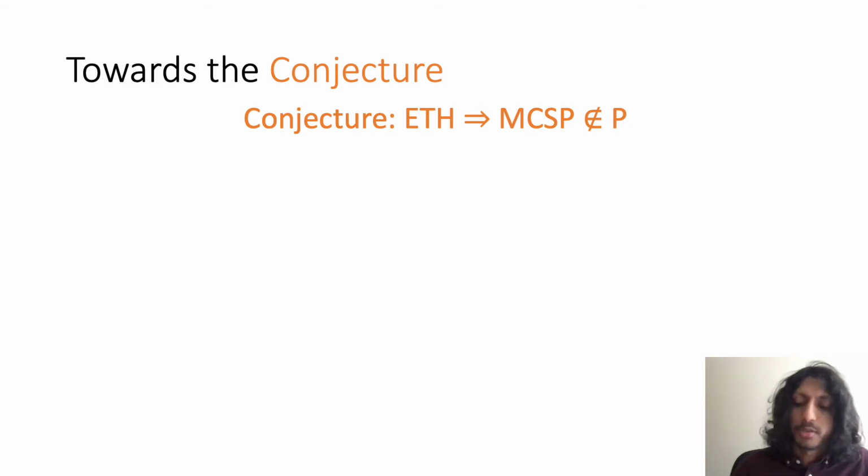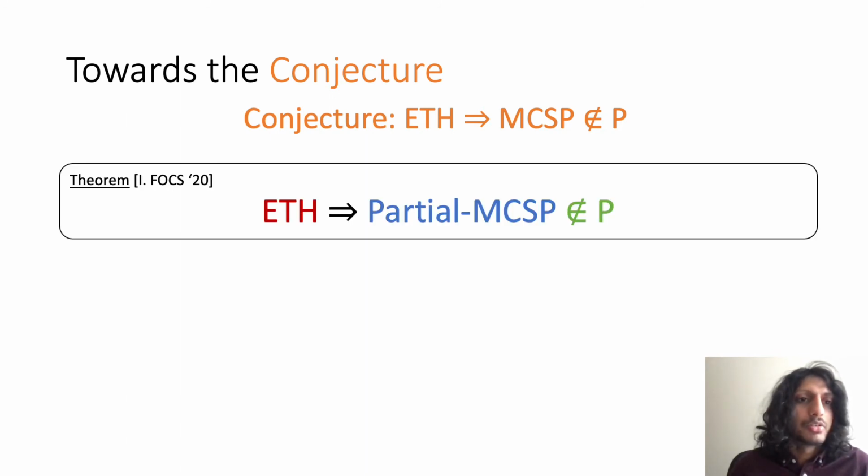the work that's come up to this conjecture so far, which is what we build on to show our main result. So, last year, we showed that ETH implies that partial MCSP is not NP-hard. So the conjecture is that MCSP is not NP-hard. What we're able to show is that the partial version is not NP-hard. So what is the partial version? And this will be important for our result. So the partial version is MCSP for partial functions.